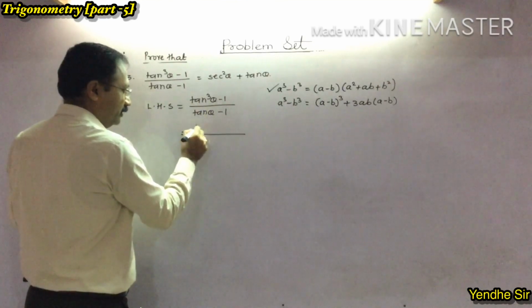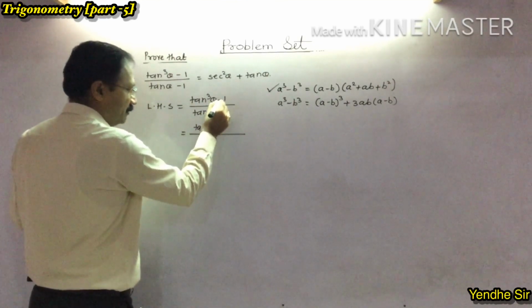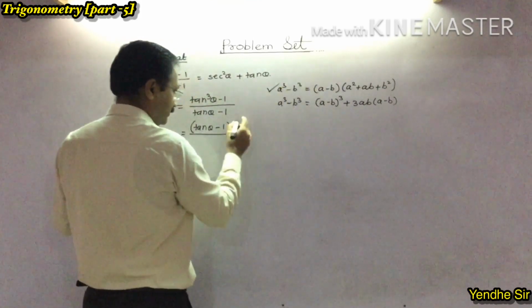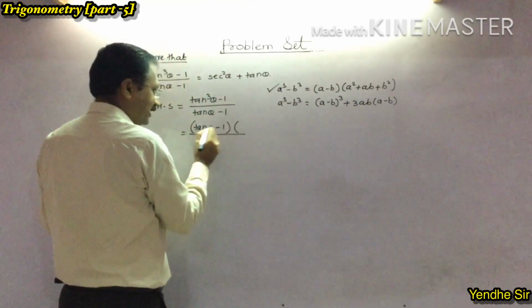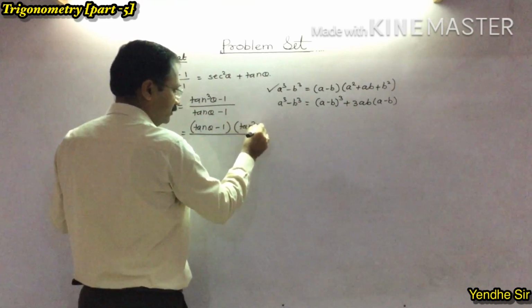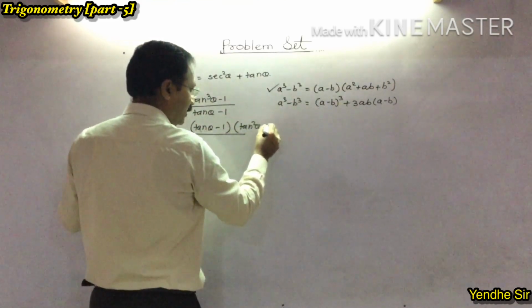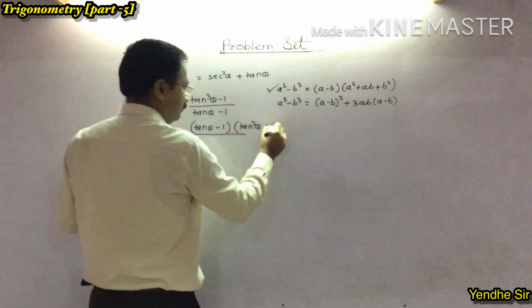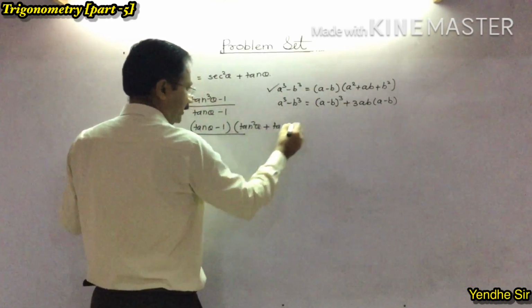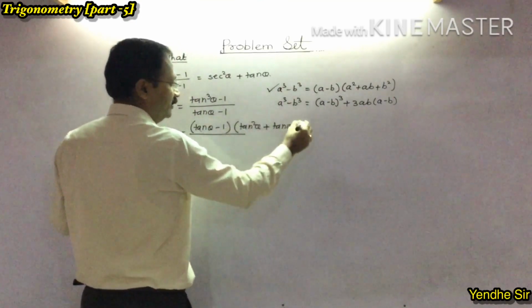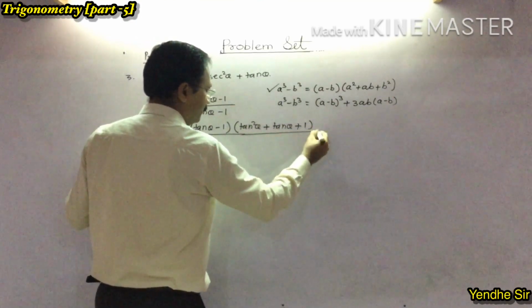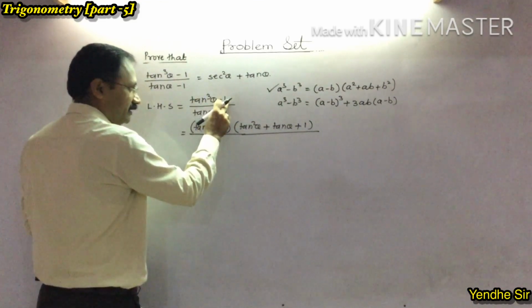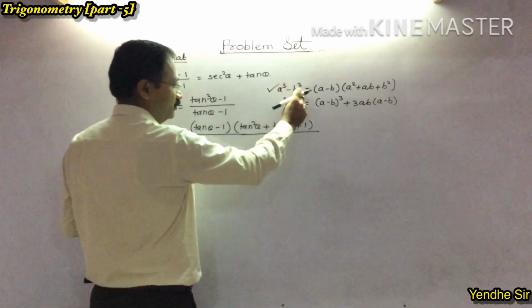So the cube root of tan cube theta is tan theta, and the cube root of 1 is 1, in one bracket: A minus B. Then A square means tan square theta. Then which sign is that? Plus. Then multiplication of both means tan theta into 1, and 1 square is 1. This is another bracket. Okay. Let me tell you once again. This is our A, this is our B, A cube minus B cube. I am going to use this formula.